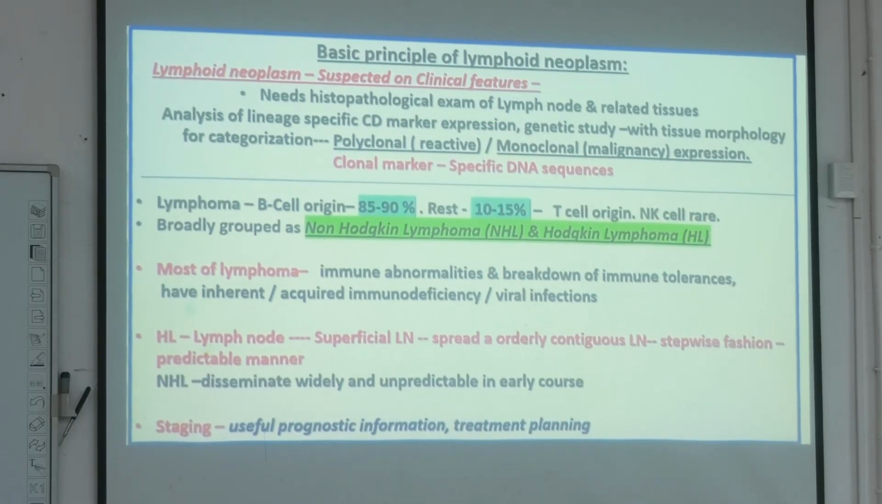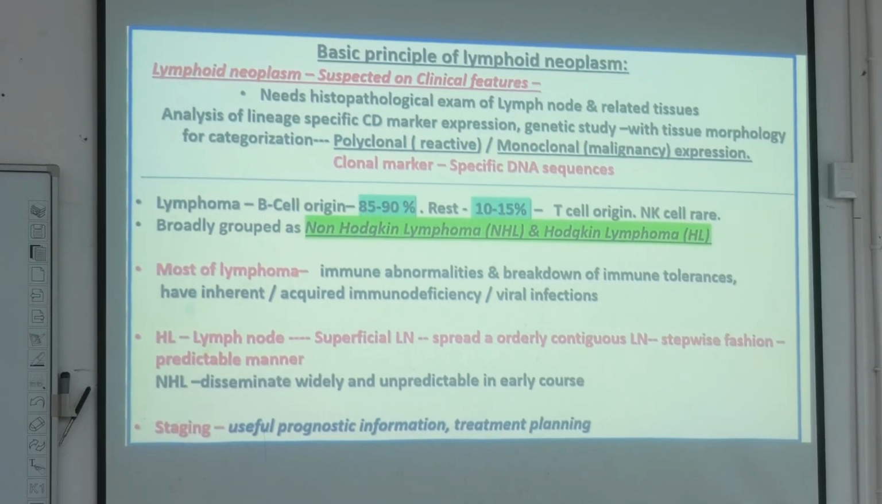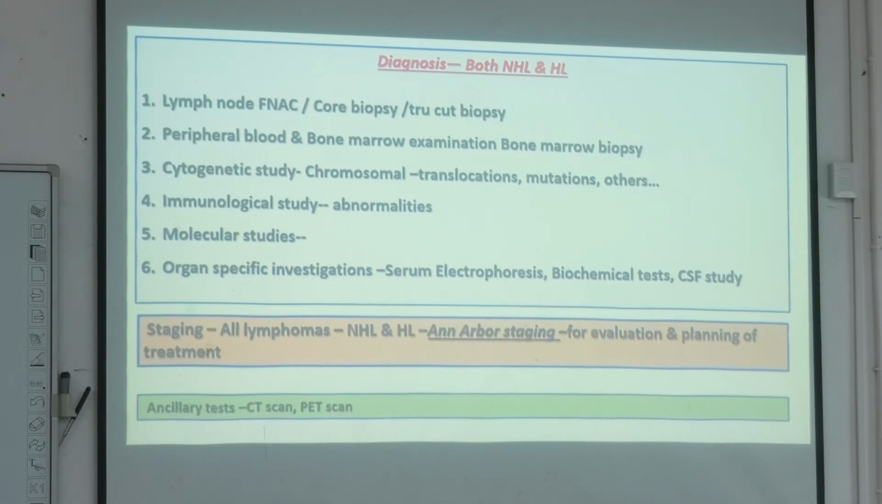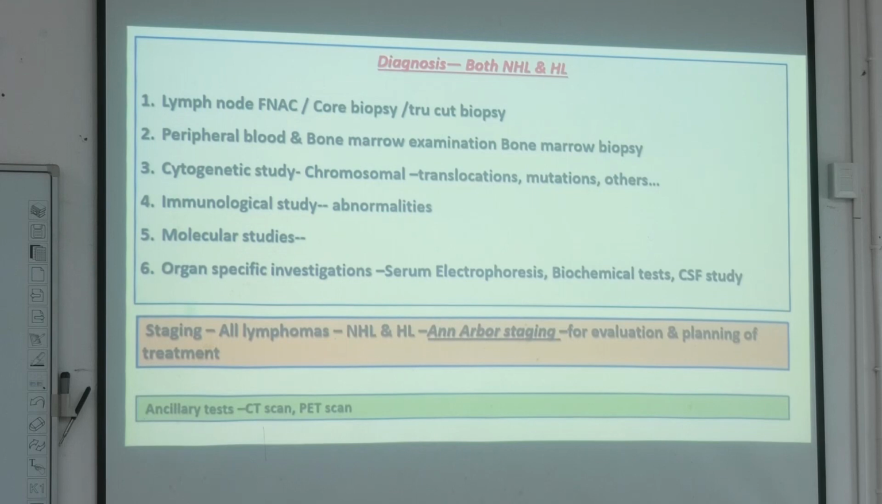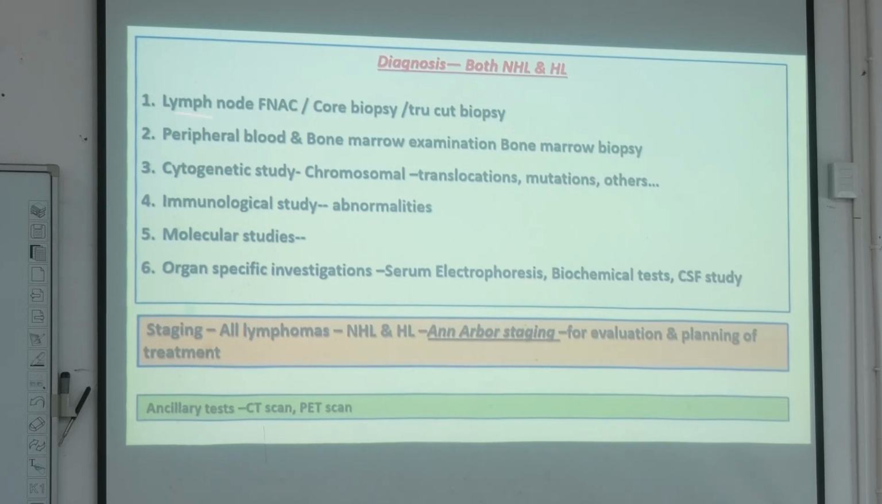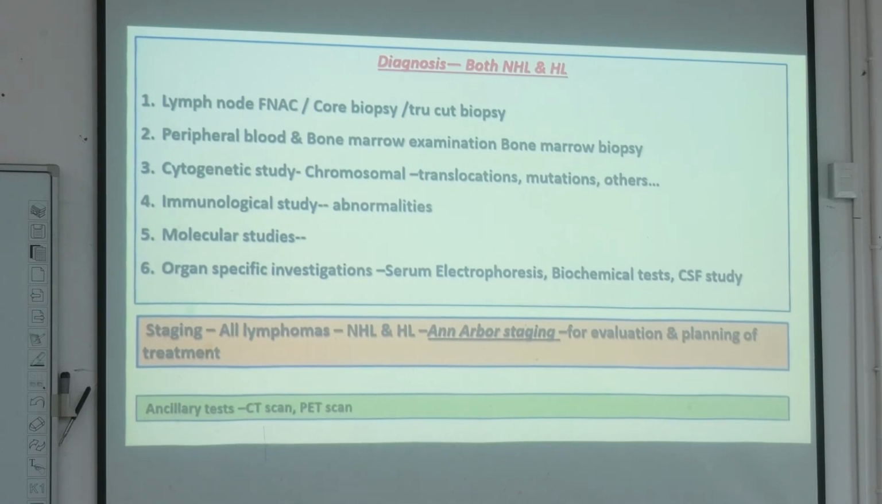So these are some points to remember for lymphoid neoplasm. How do you diagnose this? When the patient presents with a suspected case of lymphoma, we do FNAC, you can do core biopsy, true-cut biopsy, or the total excisional biopsy of the lymph node for morphological examination. Then immunohistochemistry for particular CD markers and molecular analysis.